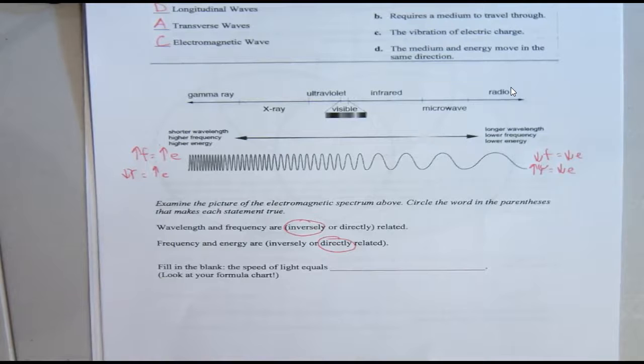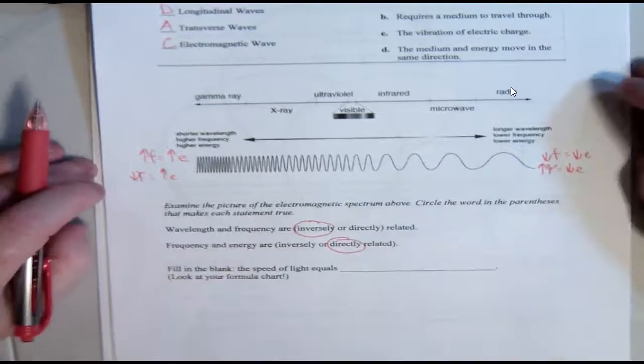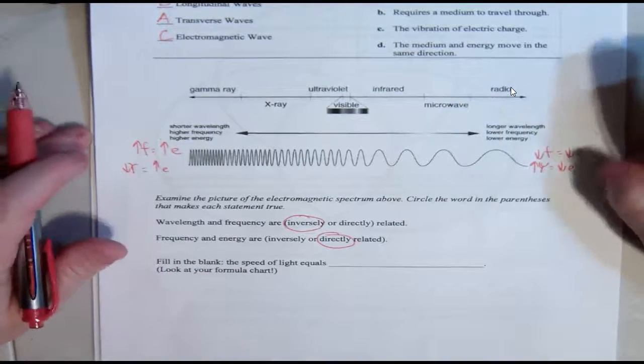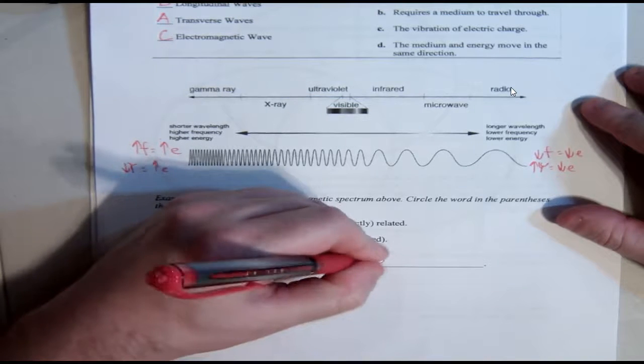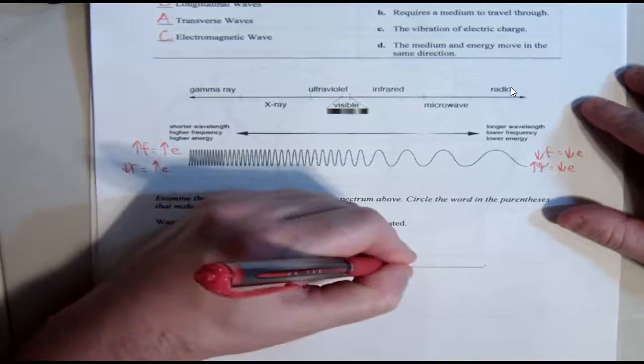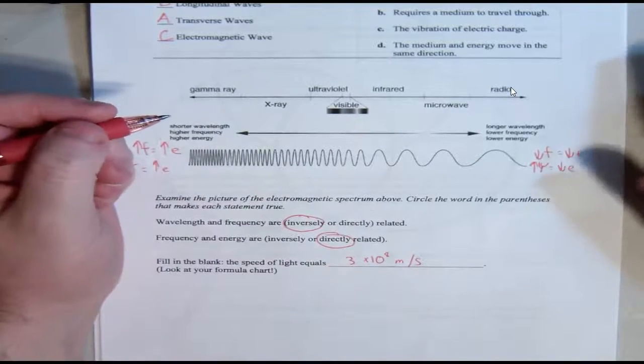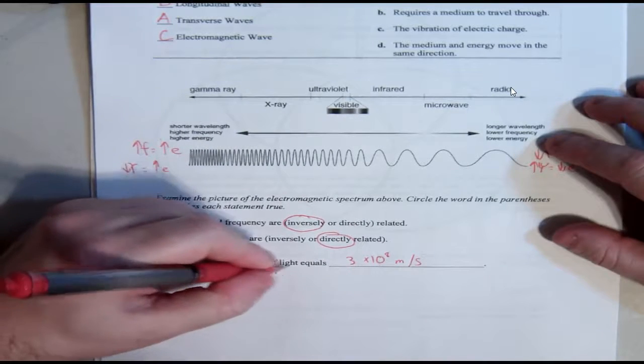Look at the fill in the blank. The speed of light equals. This is on your formula chart. It's on the last page, and it'll say constant because it is a constant. Generally, when we use it in a formula, we'll round it just to make it a nice clean number. So it is 3 times 10 to the 8th meters per second. So that is the speed of light, right?